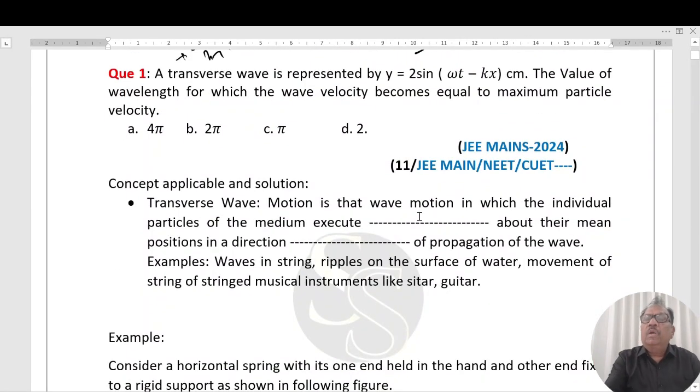A transverse wave is represented by y equal to 2 sin(ωt − kx) centimeter. Find the value of wavelength for which the wave velocity becomes equal to the maximum particle velocity. If we have the knowledge of this, its answer can be given orally, right? But before I start the solution, I will clear certain applicable concepts, and then we can solve the question. Concepts applicable, and solution.